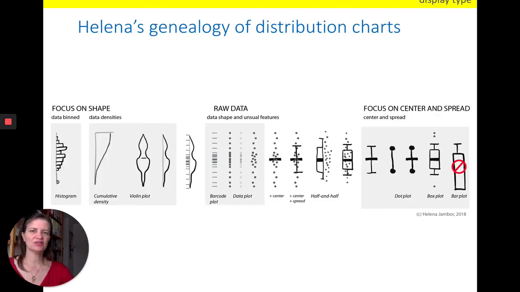I quickly want to give you an overview of all the different distribution charts that exist at the moment, and they are increasing by the day. So each week I see a new version. So let's get a quick overview of what's currently possible.